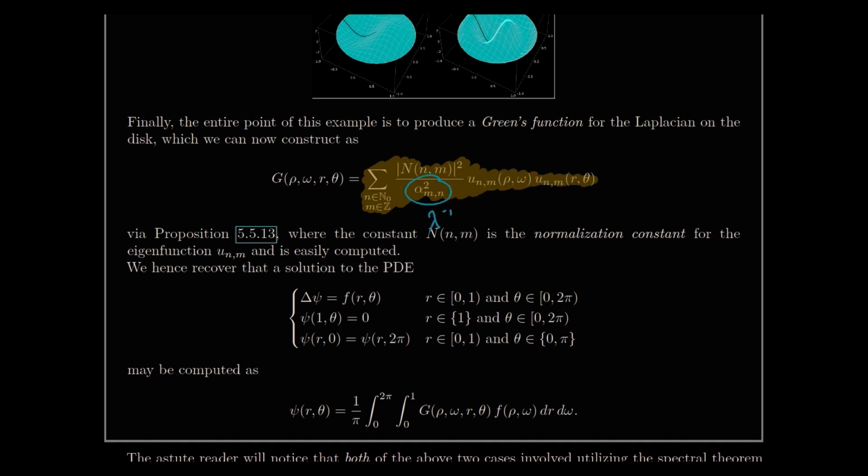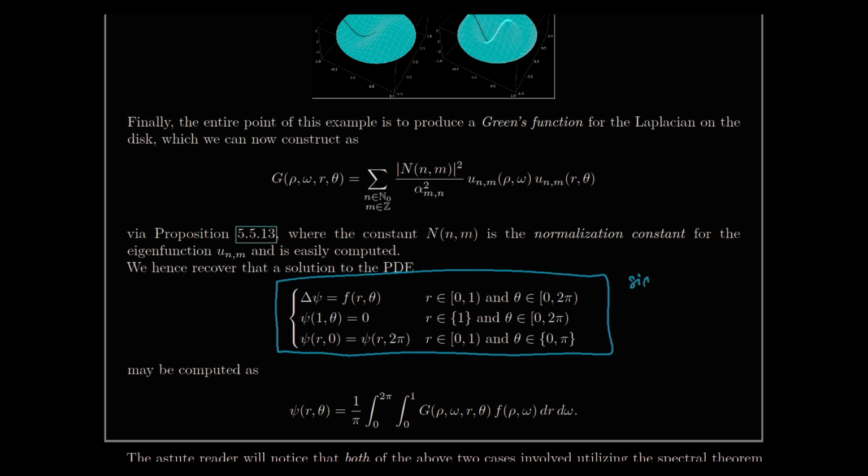There's lambda inverse, right, my denominator. Here's one of my basis functions in the variables rho and omega, and then my second basis function in the variables r and theta. This is just coming straight out of proposition 5.5.13 once I've found all of my eigenfunctions and eigenvalues. So now I have the Green's function, and that means I can always solve Poisson's equation.